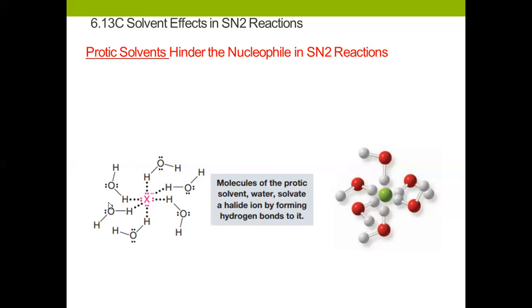So what happens when you use a protic solvent? In the protic solvent, what is being stabilized there is the nucleophile, so the nucleophile becomes hindered. In this case, with a protic solvent, the nucleophile is hindered, and you have to remember that it is the one that will attack the substrate for the reaction to occur. Molecules of the protic solvent, like water, solvate a halide ion by forming hydrogen bonds.